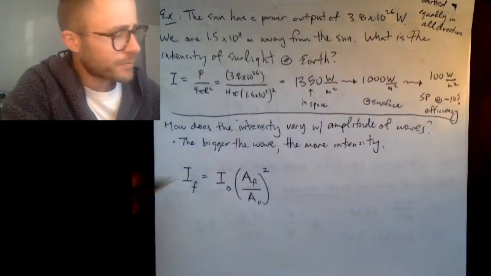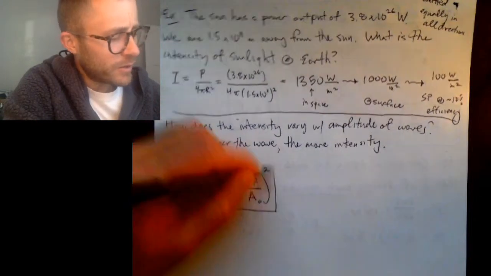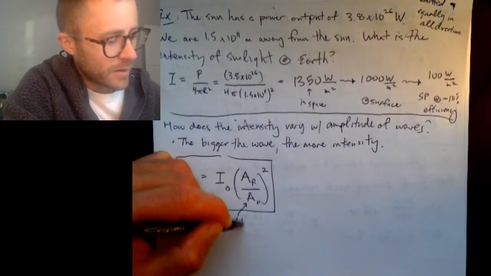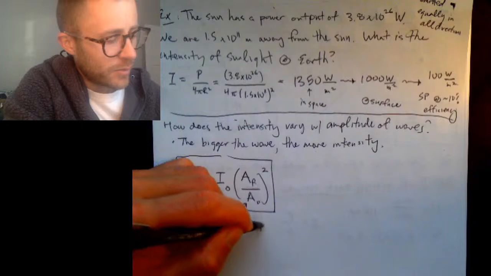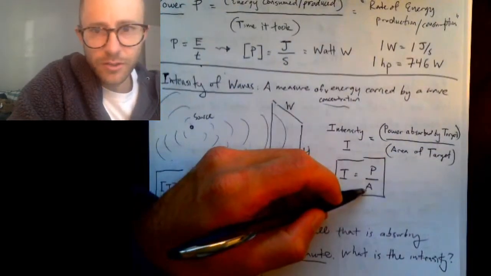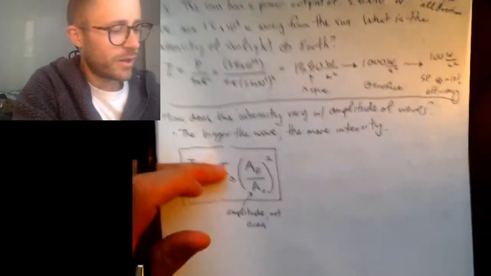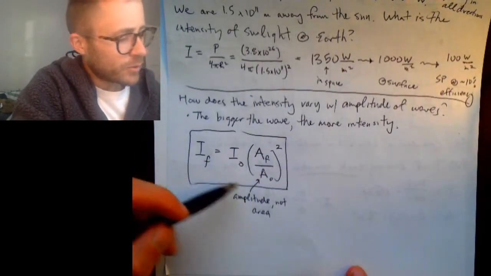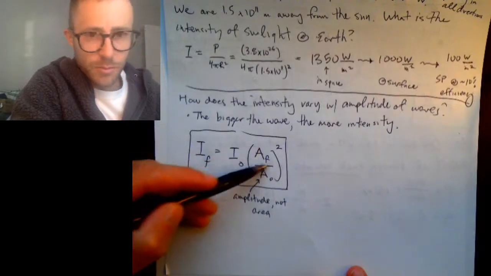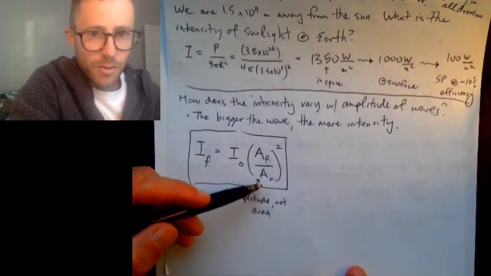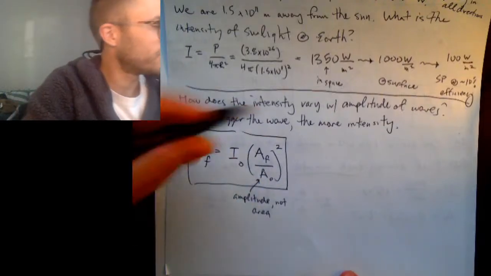So, and I want to point out that this capital A stands for amplitude, not area, because we already had an A earlier in the lesson right here. So this A stands for area, this A stands for amplitude. So we can see that the bigger the amplitude is, the bigger the final amplitude is compared to the initial amplitude, the more the intensity is going to increase.